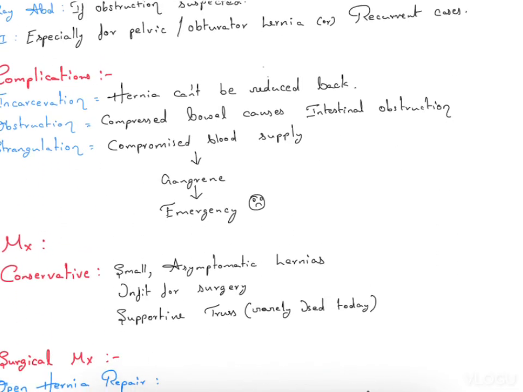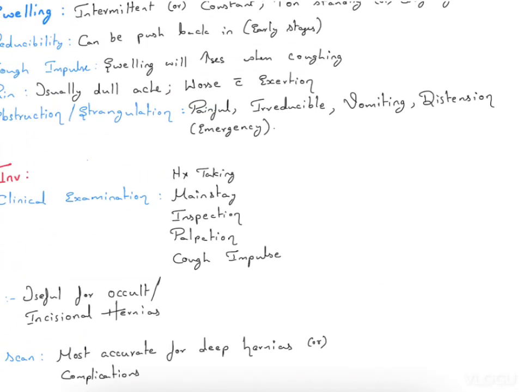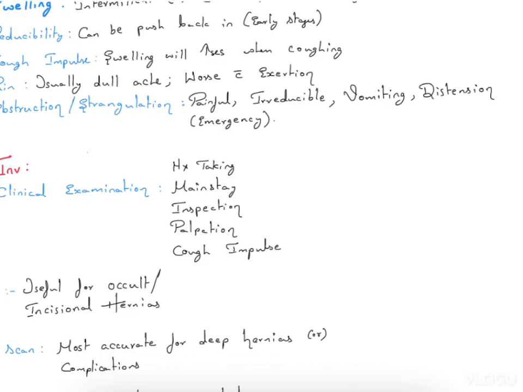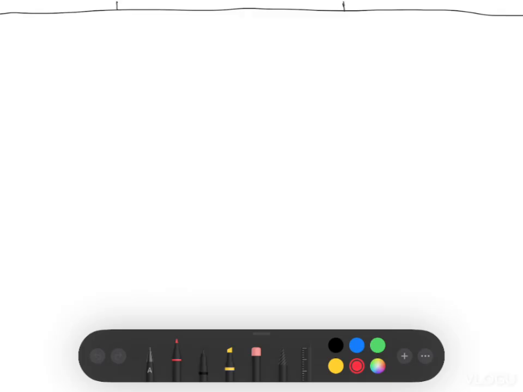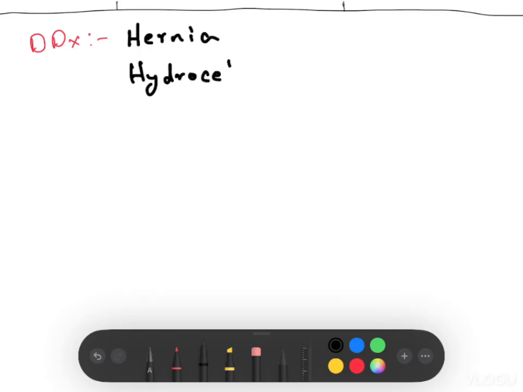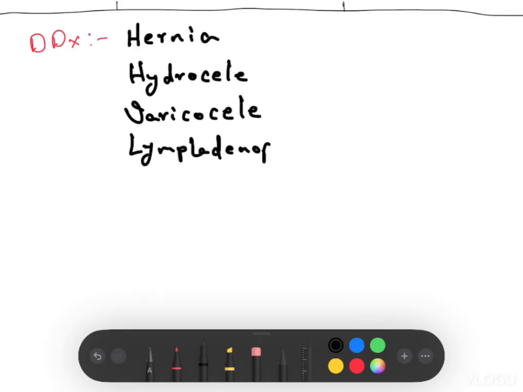Okay, so these are the things. These are very important, that's why I'm writing here. One is differential diagnosis. So whenever any doctor is asking you differential diagnosis, the first one is hernia. Next we can see hydrocele, next varicocele, next lymphadenopathy.